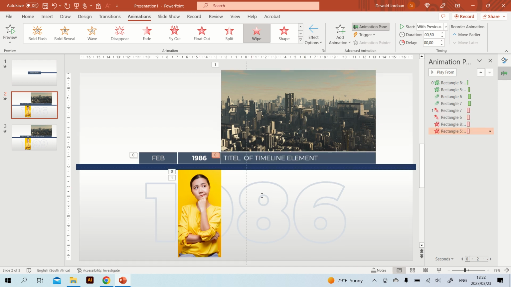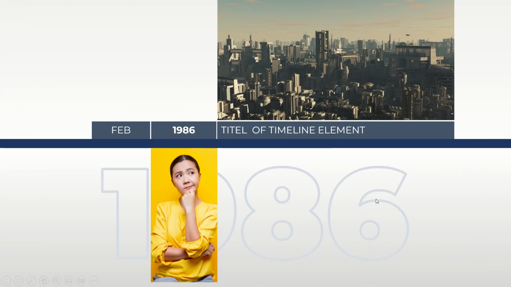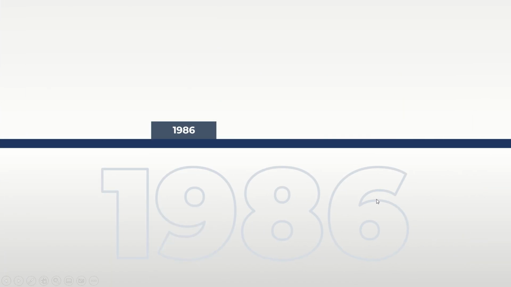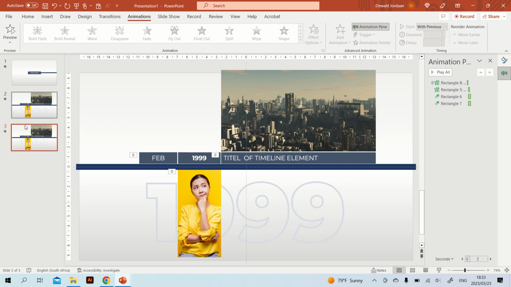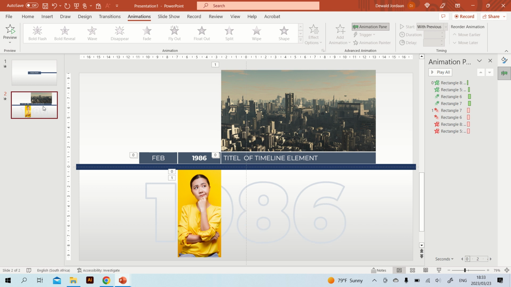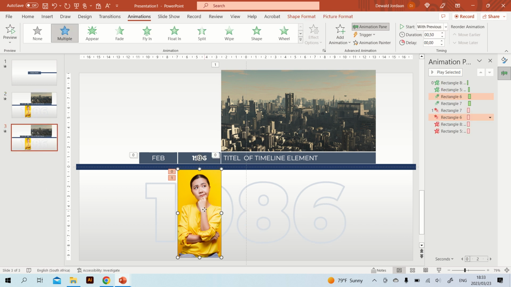Okay, so now let's quickly see what it looks like. Okay, text comes in, text goes out. Moving on to the next slide. Text comes in. Okay, great. Now that we know that works, we can delete that one, just duplicate. Then we're going to quickly change the picture.